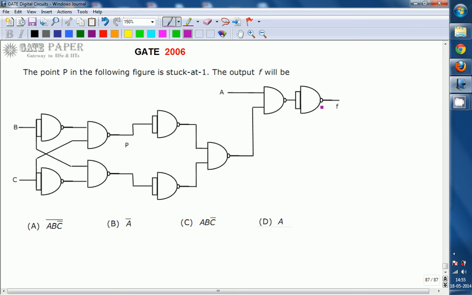The point P in the following figure is stuck at 1. What is meant by stuck at 1? This is the point P which is stuck at 1. It is indicated as SA1. Stuck at 1 is nothing but this node is accidentally connected to power supply VCC. VCC is generally plus 5 volts, so that is nothing but logic 1.